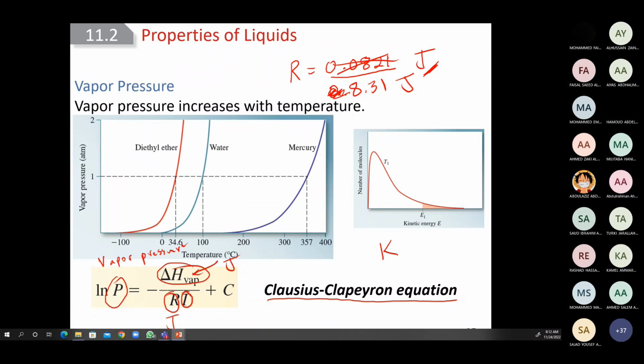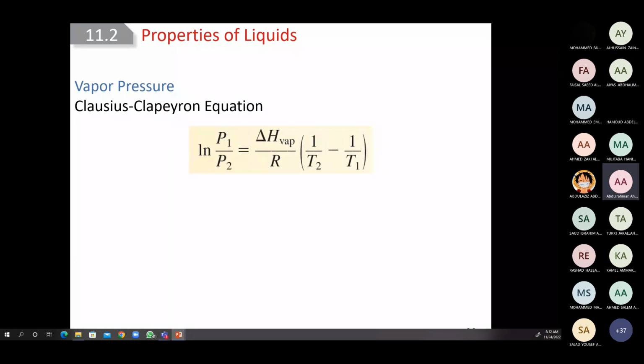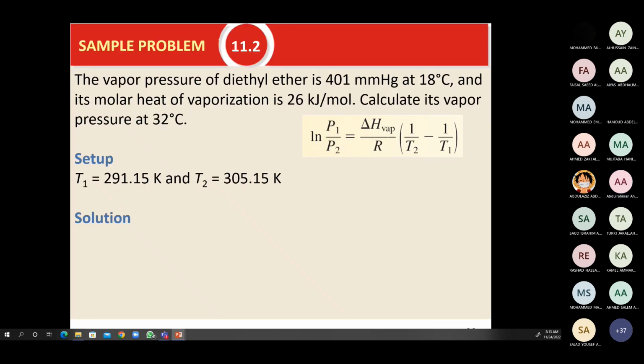Clear? Good. When we develop this equation, we will reach this equation. I want you to memorize this equation very well. What is this thing, ln? Natural logarithm, not log with base 10. You can find this in your calculator, right? Good. Now, let's solve this problem.